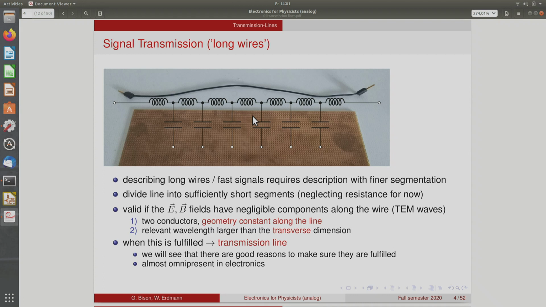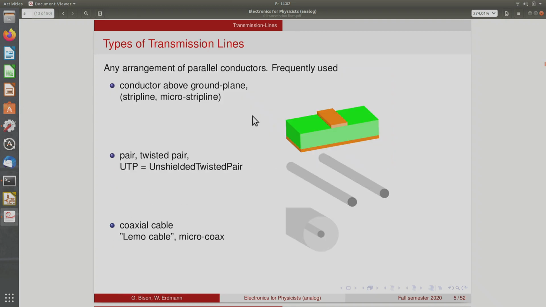So when this is fulfilled, we talk about a transmission line, and we will soon see that there are very good reasons to design your signal carrying wires as transmission lines. In fact, they're almost everywhere in electronics, especially in high-speed electronics. Everything will be designed as transmission lines, following these requirements. So the most common types of transmission lines that you will see are the following.